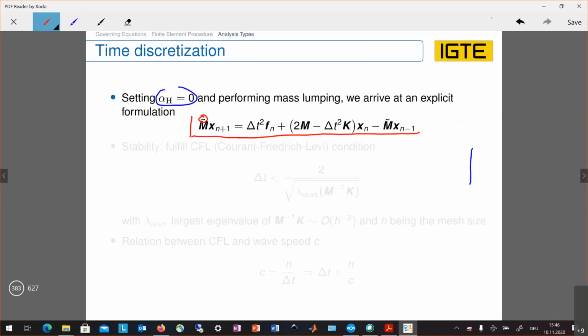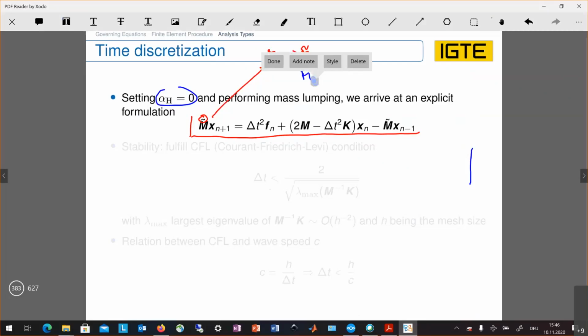However, since M is not a diagonal matrix, but a sparse matrix, we have not gained much. But what you can do here is to transform the mass matrix M to M tilde. M tilde is a pure diagonal matrix, and you can compute the entries of this M tilde as follows. So this M tilde, let's call it M tilde ij.